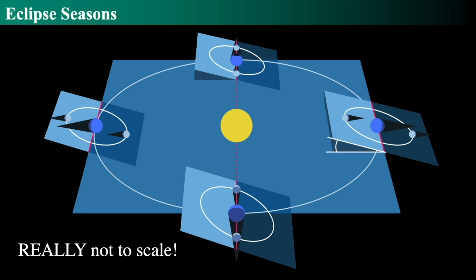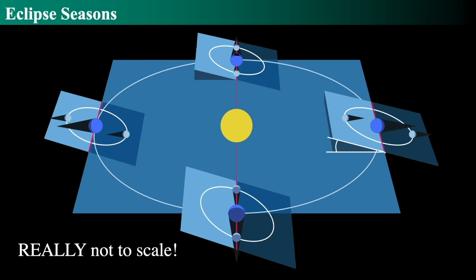These are called eclipse seasons, and this diagram is really not to scale. There's a time of year during which solar and lunar eclipses are possible. Lunar eclipses don't occur at every full moon, and solar eclipses don't occur at every new moon. And that's again because the moon's orbit is tilted 5 degrees with respect to the Earth's orbit.